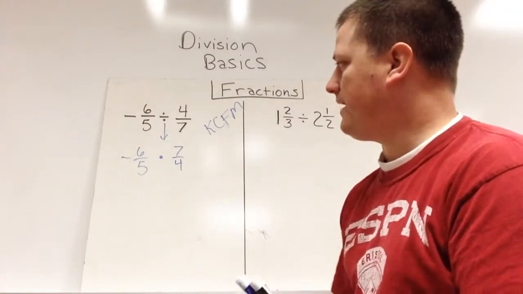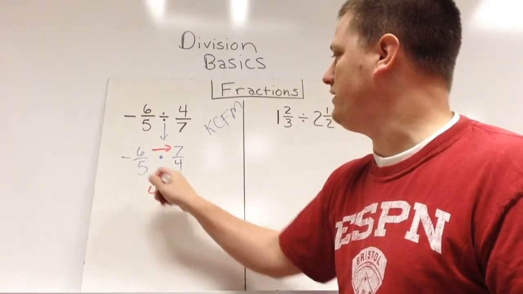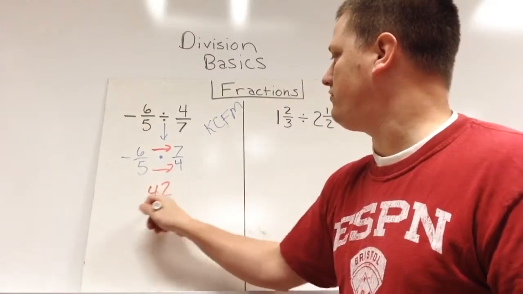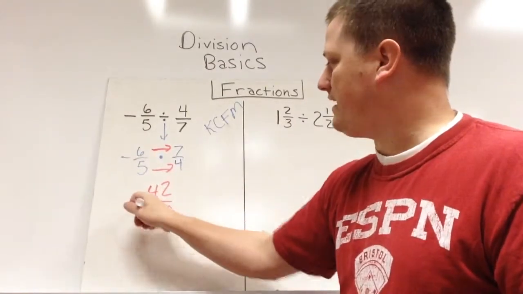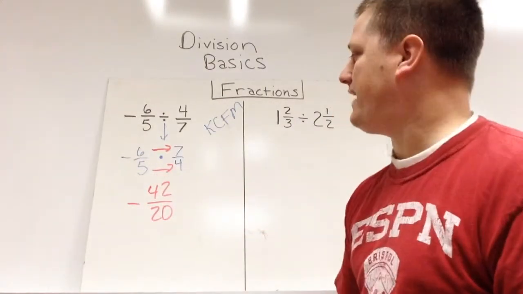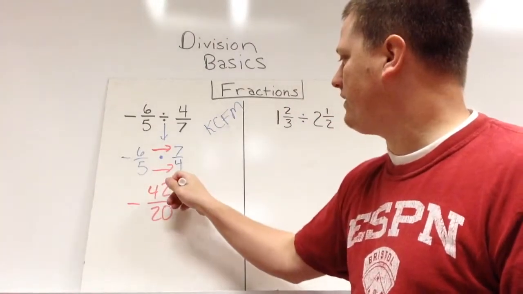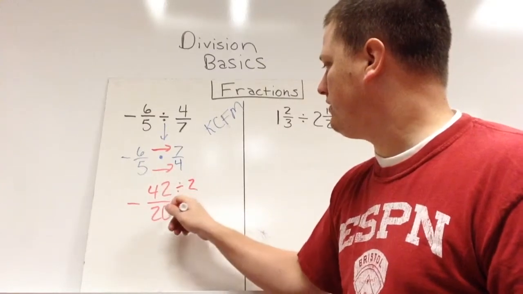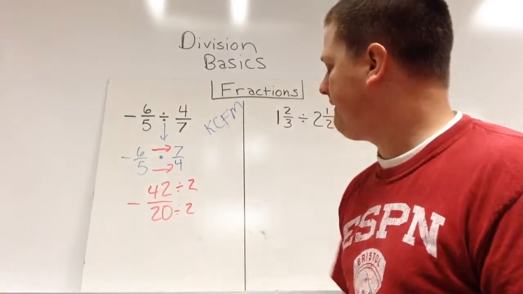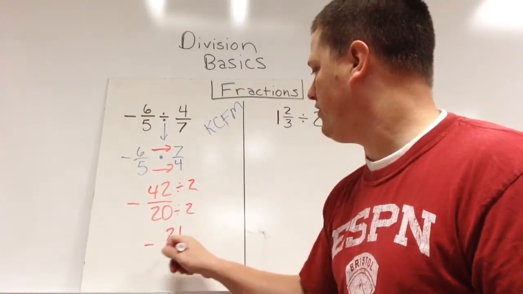So if you remember from last time, we just multiply straight across. 6 times 7 is 42. 5 times 4 is 20. Negative times positive is negative. And then we would reduce this fraction. So just a little practice with that. I'm going to divide top and bottom by 2. And get -21/10.